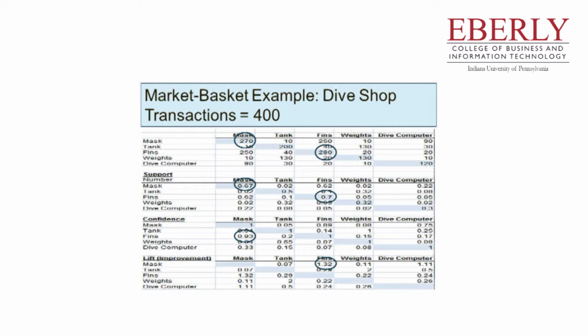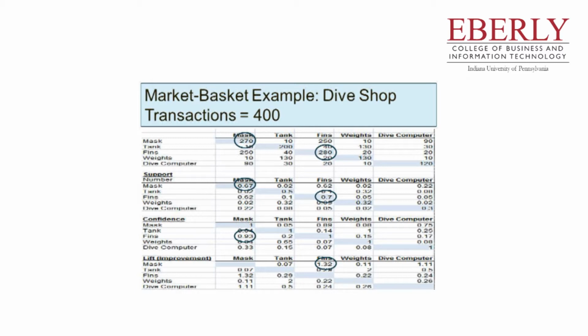For example, what proportion of the customers who bought a mask also bought fins? Masks were purchased 270 times, and of those individuals who bought masks, 250 also bought fins. Thus, given that a customer bought a mask, we can estimate the probability that he or she will buy fins to be 250 by 270 or 0.926. In market basket terminology, such a conditional probability estimate is called the confidence.